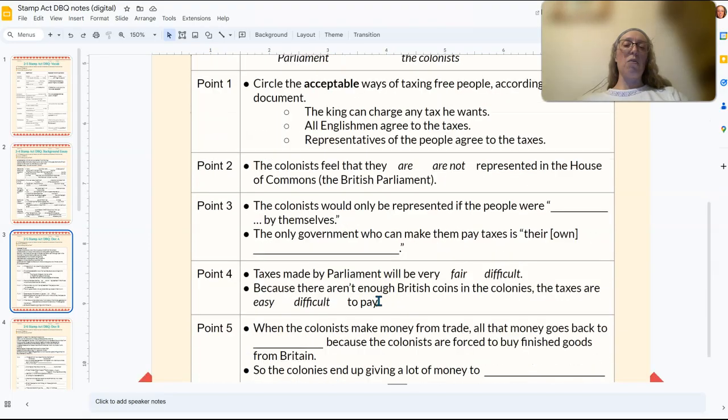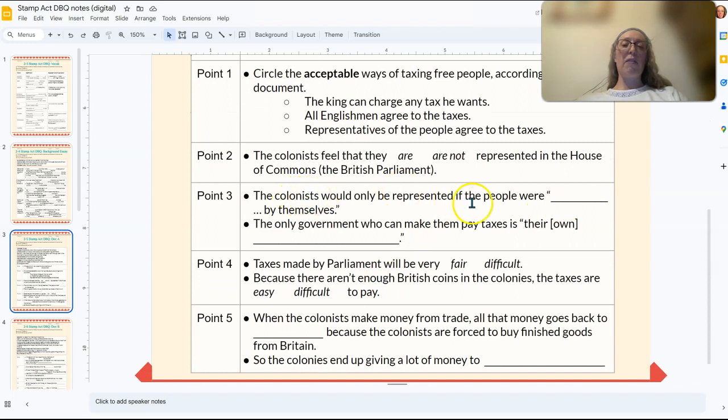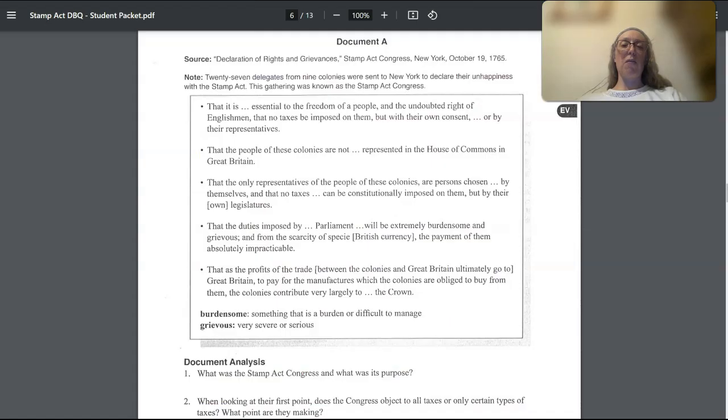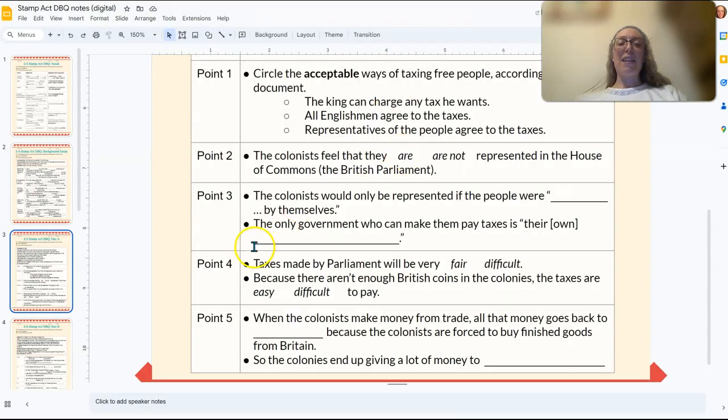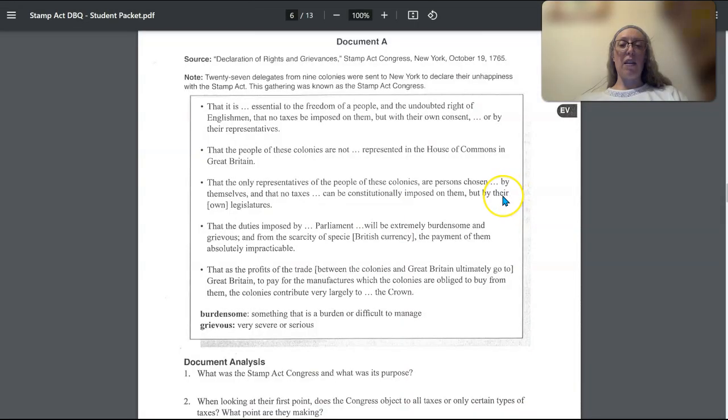So finding these 2 quotes, colonists would only be represented if the people were blank by themselves. So I'm looking for the word by themselves here. There's by themselves. So what is it that comes before that? That's what word I'll put in the blank there. And then the second one, the only government who can make them pay taxes is their own, by their... Oh, yep, I see it there.